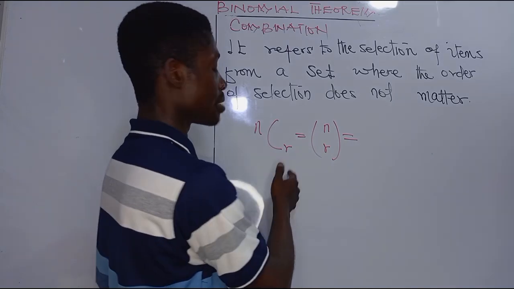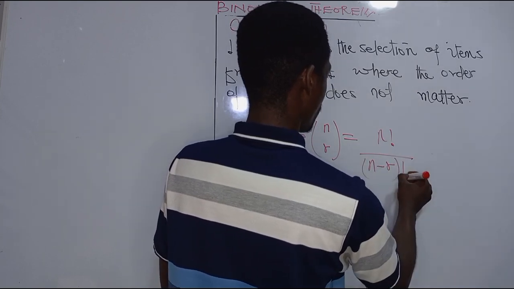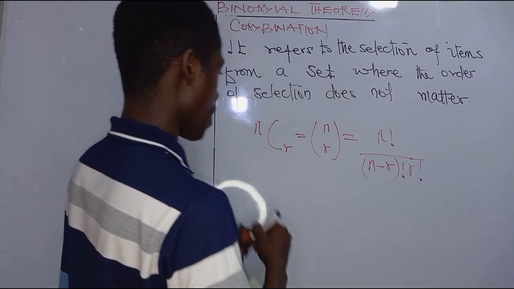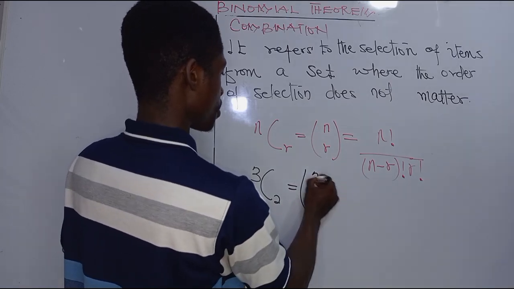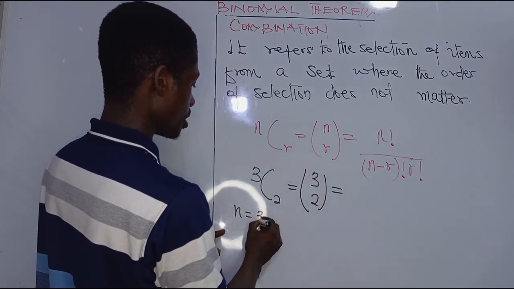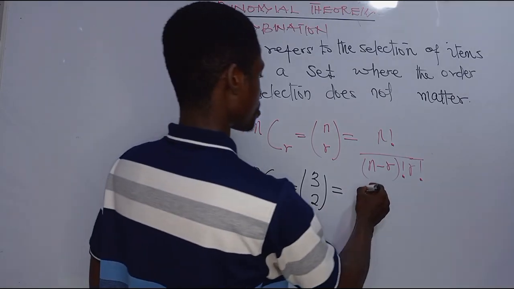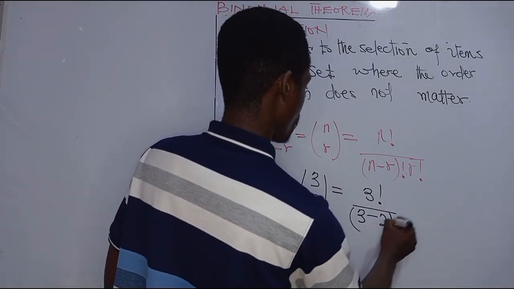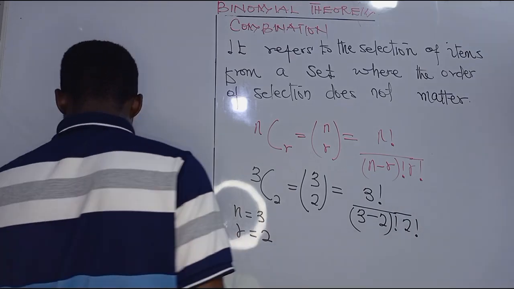Now, by definition, n combination R is given as n factorial all over (n minus R) factorial, then we have R factorial. So when you have, let's say, 3 combination 2, by definition, we know that our n is equal to 3, our R is equal to 2. So we are just going to substitute these numbers in place of that. So we have 3 factorial all over (3 minus 2) factorial, multiplying what? 2 factorial.